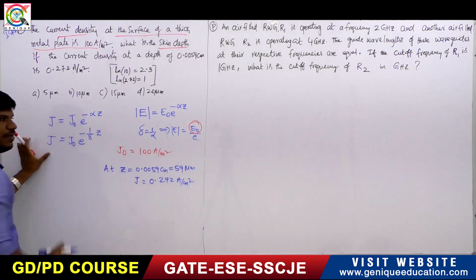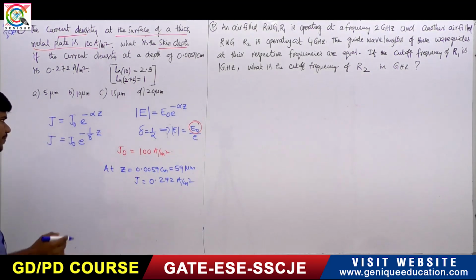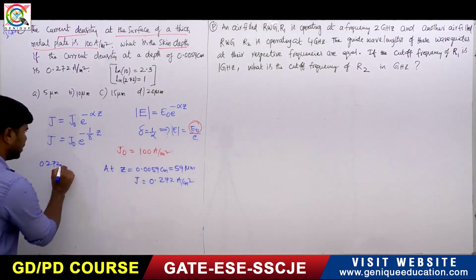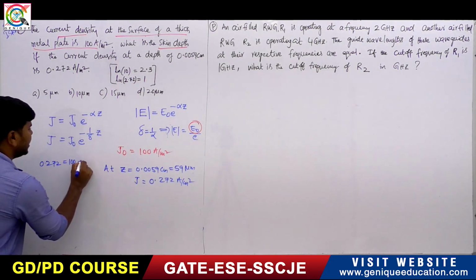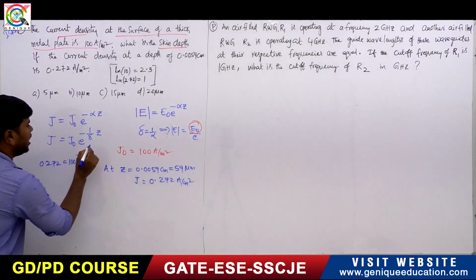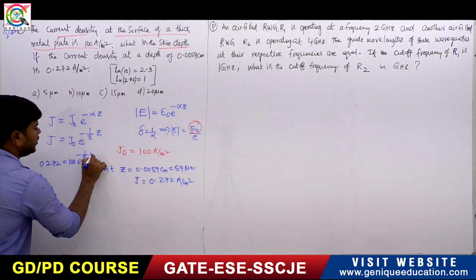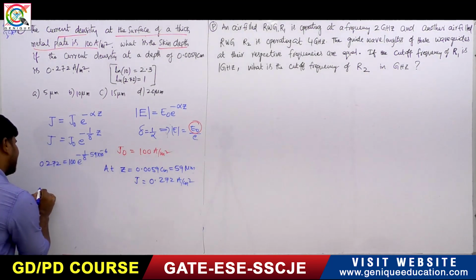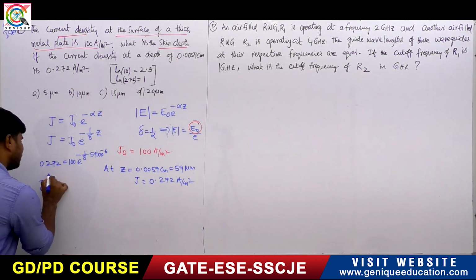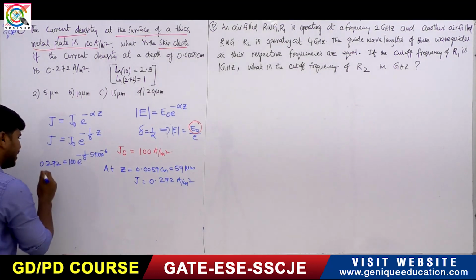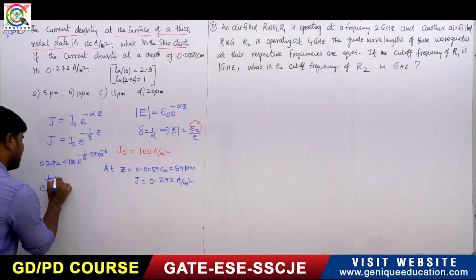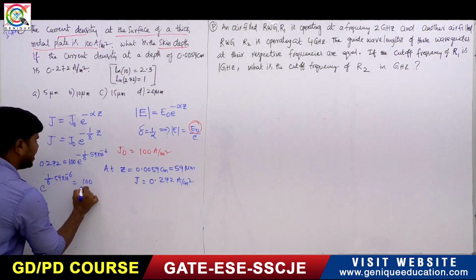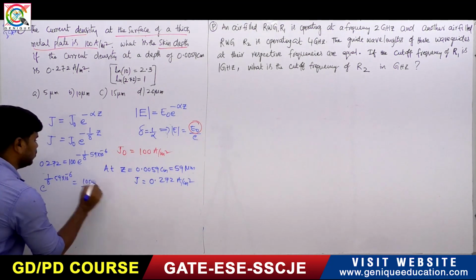Now what will be the value of delta? We have to find the delta here. So from this, 0.272 is equals to 100 into e power minus 1 divided by delta. It is 59 micro, means 10 power minus 6. So here I am writing e power minus 1 divided by delta. It is 59 into 10 power minus 6 is equals to 100 divided by 0.272.